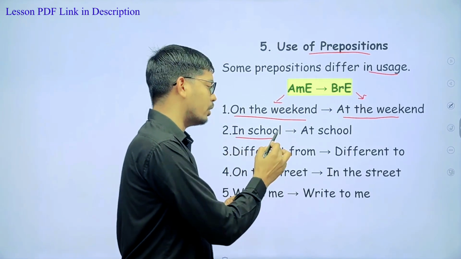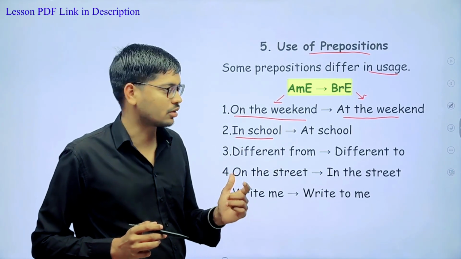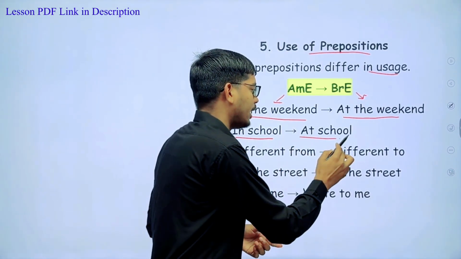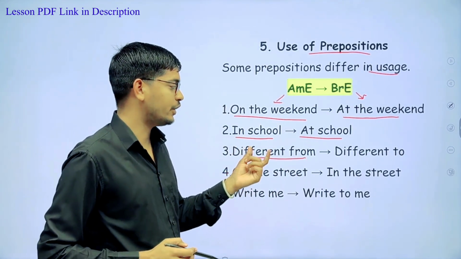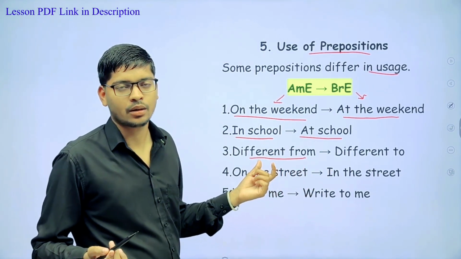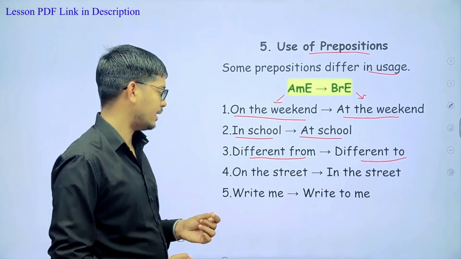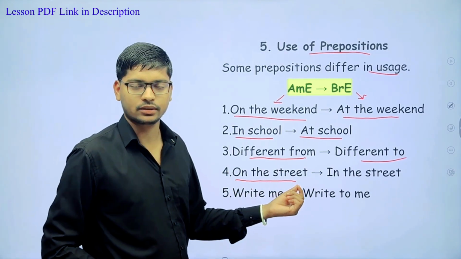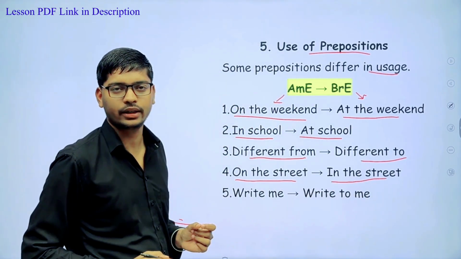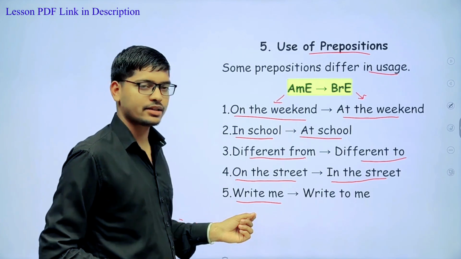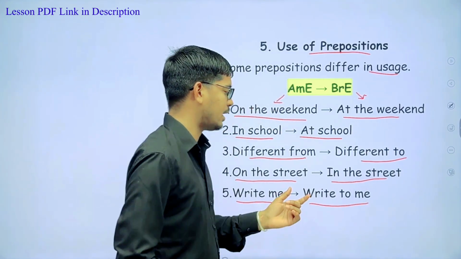In a school: we say "in a school" in American English, but in British English we say "at a school." Different from: we say "different from" in American English, but in British English we say "different to." Next, "on the street" in American English, and in British English "in the street." Next, "write me" in American English, but in British English "write to me."